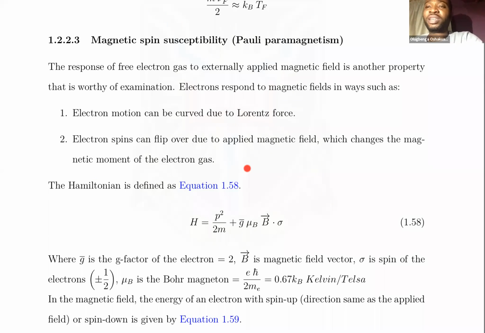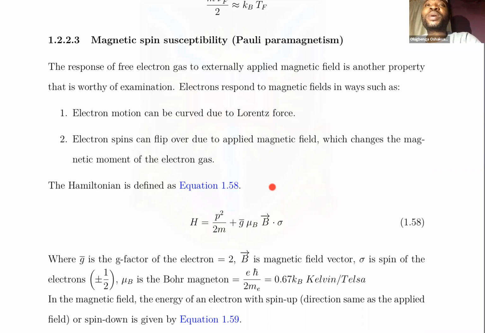So in the next lesson, we'll be talking about spins as a property of elements. But for now, let's just see it as electrons. They may spin up or spin down. Electrons can be said to be spinning up or spinning down.